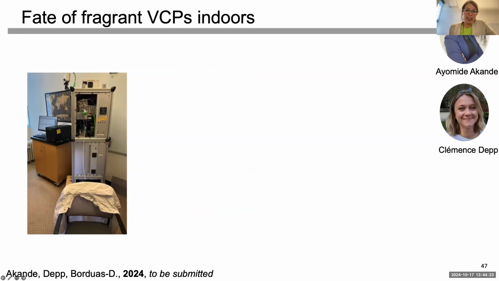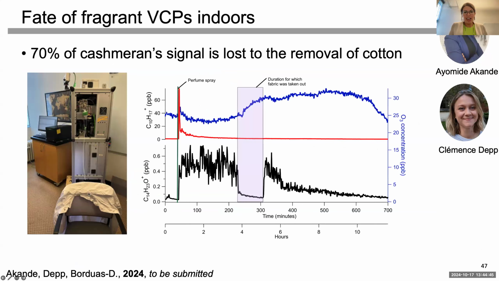So this is work done by Ayomi Day and Clemence, who was an undergraduate student in my group 2 summers ago in 2023. And they hijacked my office space. This is the same frame here. So they came in here, they brought the instrument here, the mass spectrometer, and they used a lab coat and they sprayed the perfume on the lab coat. And what they saw was that the perfume increased. You could see the concentrations of cashmeran here. And you can see that cashmeran was very long-lived.